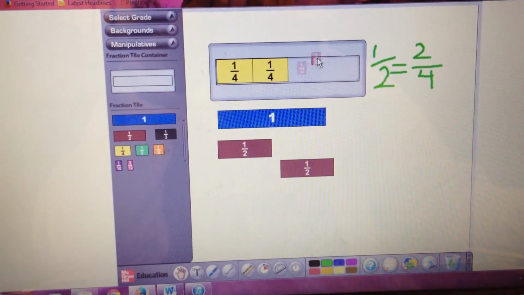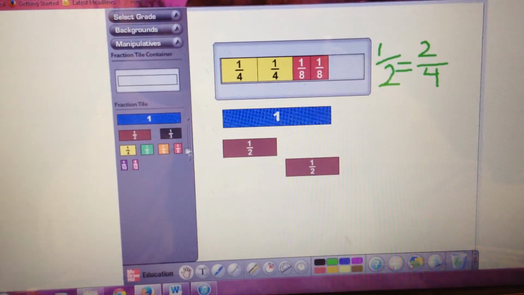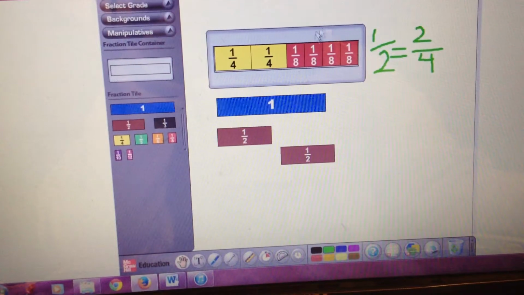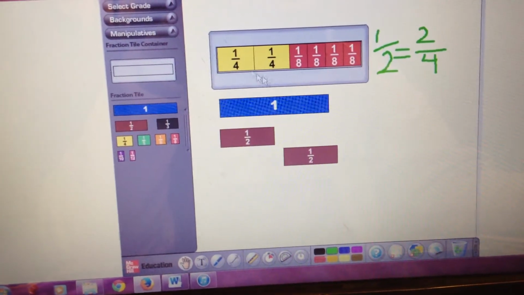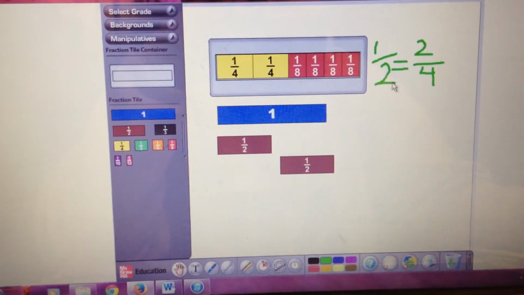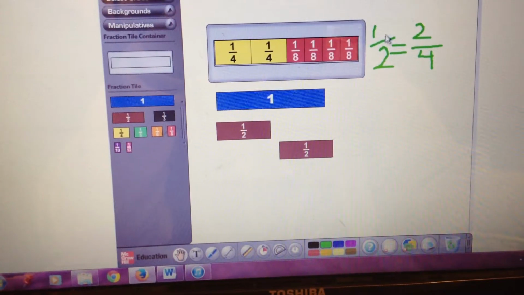So I'm going to pull in the 1/8 pieces. So we have to figure out how many 1/8 pieces will equal the same amount of space. 4 of these 1/8 pieces are the same as 2/4. So 4/8 also equals 2/4, and it also equals 1/2. So they're all the same amount.